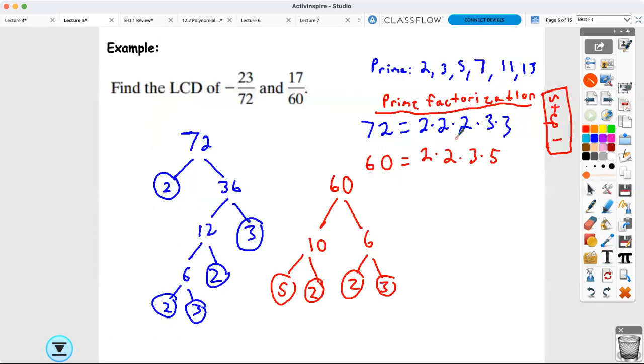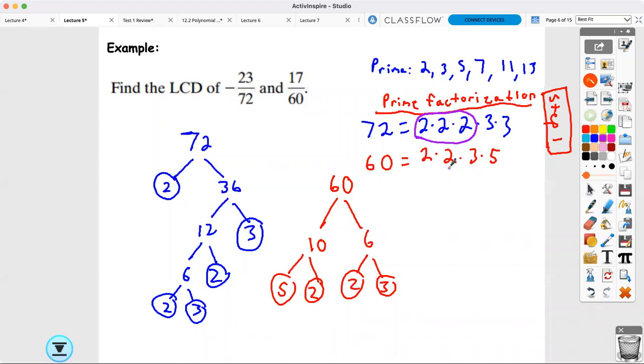So looking for the different ones we have, we have 2s, 3s, and 5. Which one has more 2s, the blue or the red? The 72 or the 60? The 72. So we're going to circle those 3 2s, because there are more 2s there than in the 60.